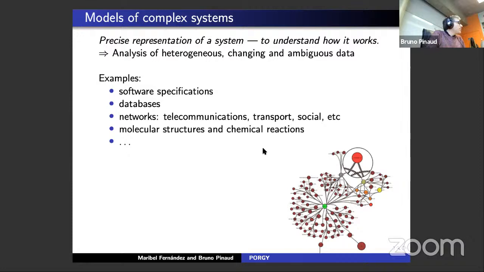So Maribel already told us about our motivation. It's to model basically complex systems. And we model systems with a graph, of course. And we want a precise representation of the system. So there is nothing new. Everybody is doing the same thing. And we want to understand how the system works. And basically, on a lower level, we want to analyze heterogeneous, changing, and ambiguous data, and sometimes even a large amount of data. Maribel already told you about some examples, so I will use a bioinformatics example.